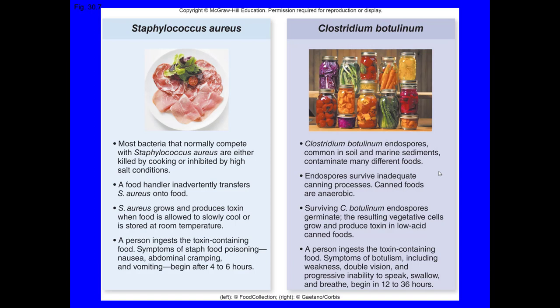And pressure cooking is not at a temperature of 212. You raise it to about 240. And the only way that you can continue to keep water in a liquid state in that situation is that the canned food is in a water setup, but the pressure is much higher, and therefore the temperature rises. You get 240 for a period of time, and basically all the endospores are destroyed. But if the person ingests toxin-containing food, the symptoms include weakness, double vision, and progressively an inability to speak, swallow, and breathe. This will begin within 12 to 36 hours. So in other words, this botulinum can affect neural function.